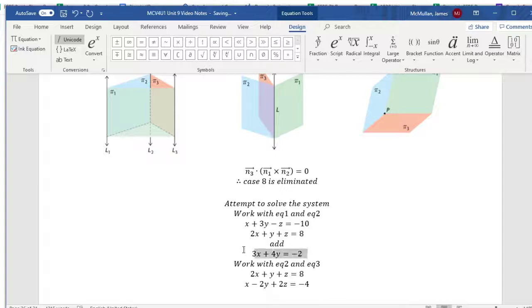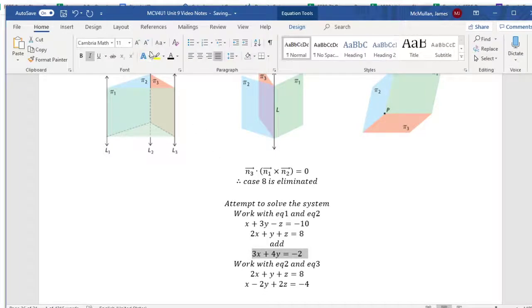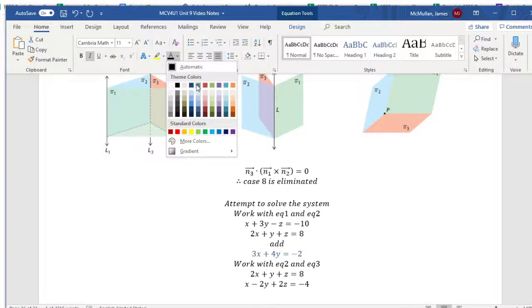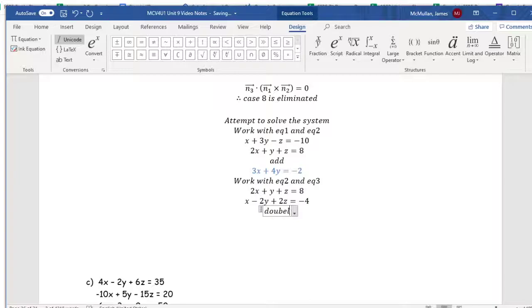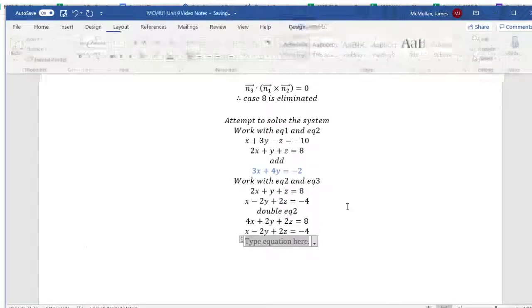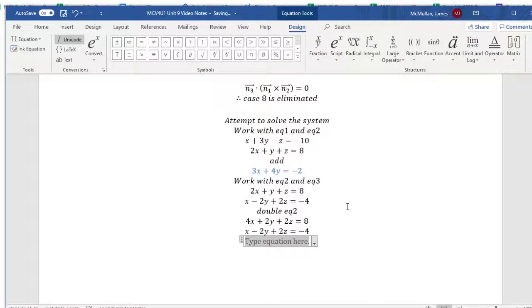Okay, and just while I'm here, I'm going to put the color of this one in blue to remind us that that's one of the ones we're going to need later. Okay, so these two, let's say we double EQ2. So we get 4x plus 2y plus 2z equals 8. Underneath it, x minus 2y plus 2z equals negative 4. We'll subtract. 4x take away x is 3x. 2y take away negative 2y is positive 4y. And then we get 12.